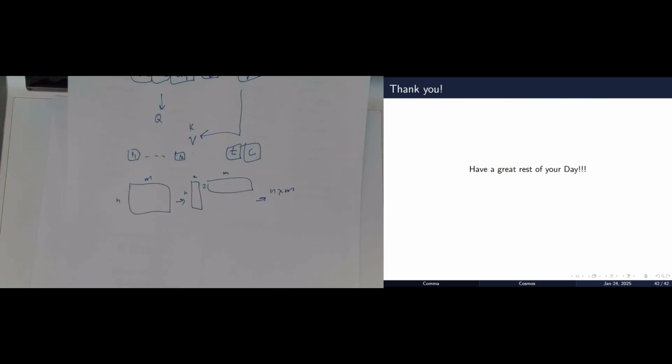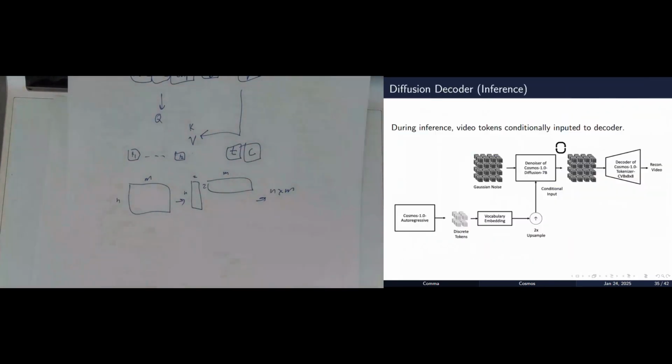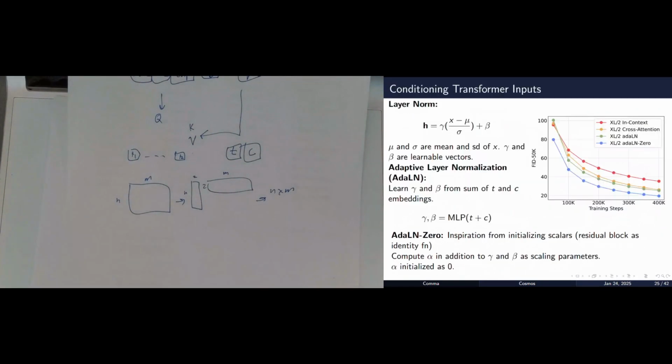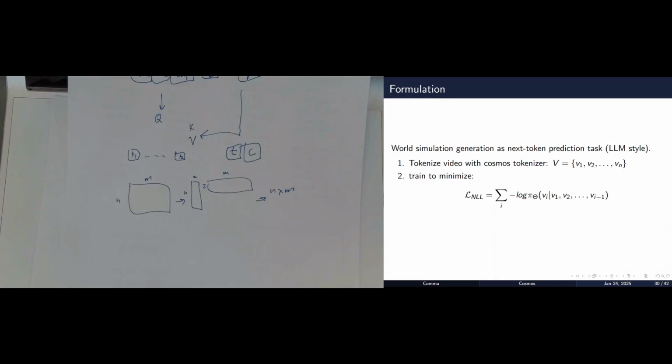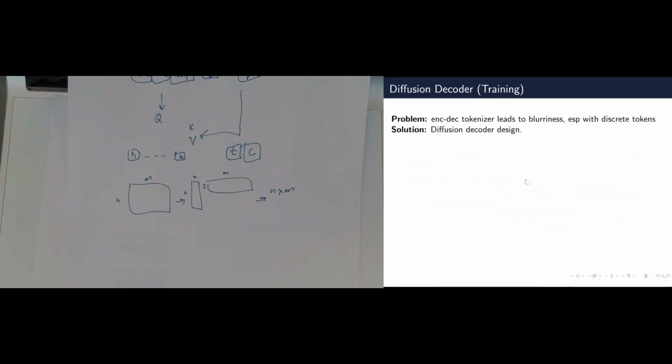I want to make sure we're out of here on time at 9. If you want, I could also talk about the autoregressive one, but in reality, the diffusion one is far more interesting. So yeah, thank you guys for coming.